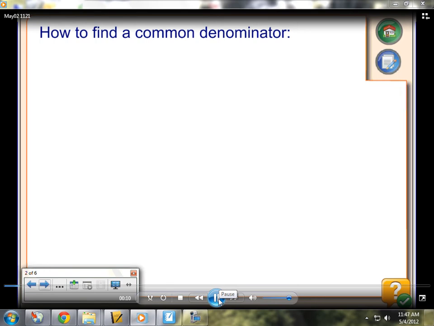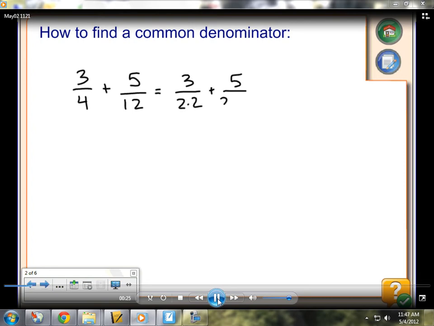The way we normally find a common denominator, say if we have 3/4 plus 5/12, is we're going to break down the denominators into their factors. Say for 3/4, we're going to have 3 over 2 times 2, plus 5 over 2 times 2 times 3. And we look at what's missing from each respective side of the fraction. You'll notice that we are missing the 3 from the right denominator. It's missing over here on the left.